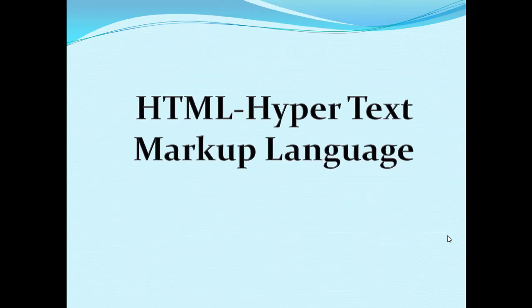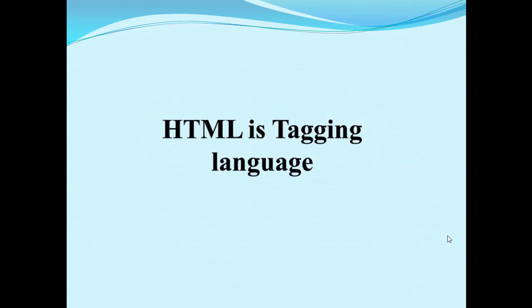HTML stands for Hypertext Markup Language. So what does Hypertext Markup Language mean? The hypertext refers to the fact that HTML allows you to create links that allow visitors to move from one page to another quickly and easily. And a markup language allows you to annotate text, for example, tags. HTML is a tagging language.